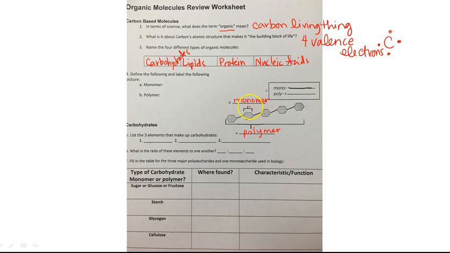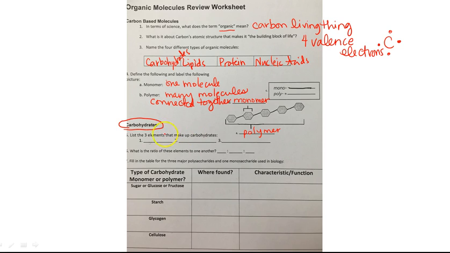So if we were just going to describe that, we'd say our monomer is one molecule, and a polymer would be many molecules connected together. And so in class we referred to this maybe being the train car, and then all of them hooked together being the train.